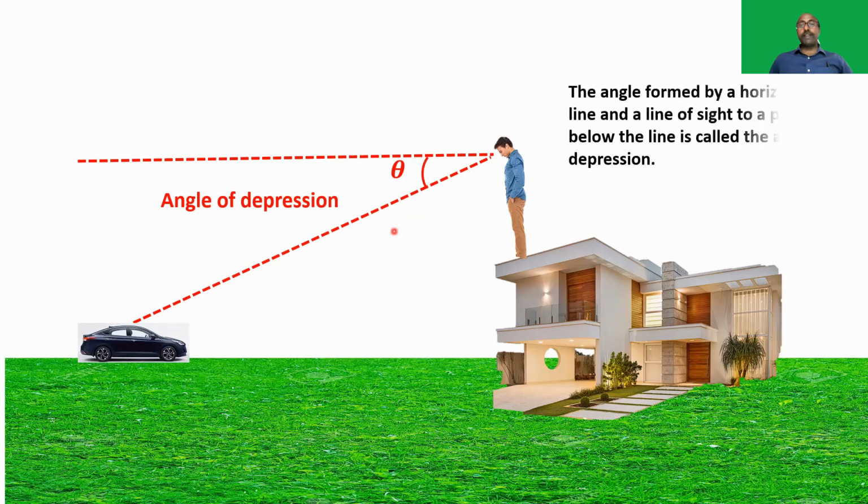We can define the angle of depression as the angle formed by a horizontal line and a line of sight to a point below the line. Angle of elevation is above the horizontal line and angle of depression is below the horizontal line. So these are the important terms that we use in this chapter.